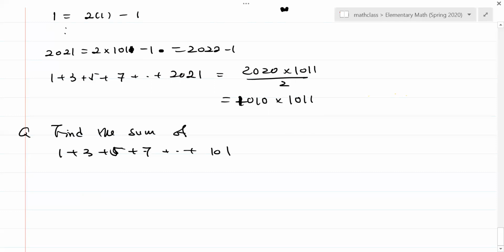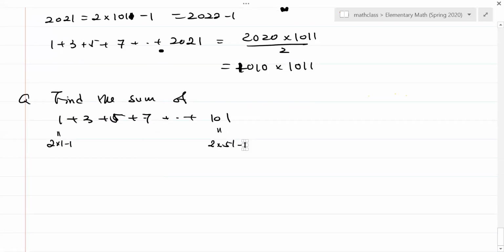The number of the terms, guys, is going to be, so this one, right, it's going to be 2 times 1 minus 1. This term will be 2 times 51 minus 1. 102 minus 1. 102 divided by 2 is 51. So clearly there are 51 terms. That's enough, okay? You needed to know the 51 terms.